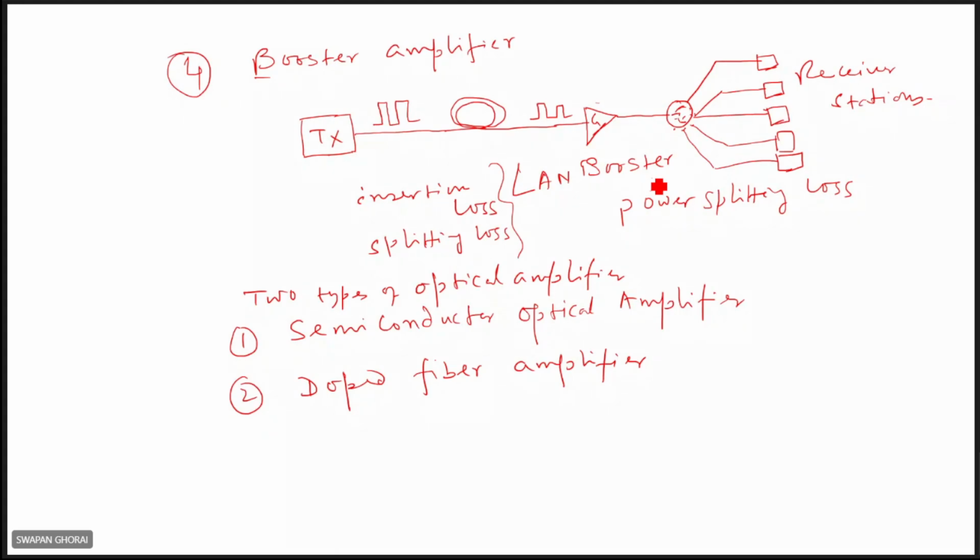Right. In fact, if you see the optical amplifiers, there are 2 types. One is the semiconductor optical amplifier, another is the doped fiber amplifier. In semiconductor optical amplifiers, it is very similar to the lasing principle, but keep in mind, though it is based on semiconductor materials, here it will not provide the coherent output. It will only amplify the signals.